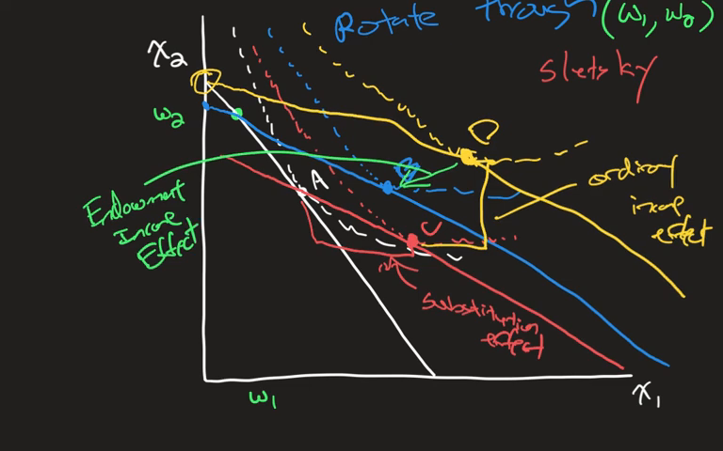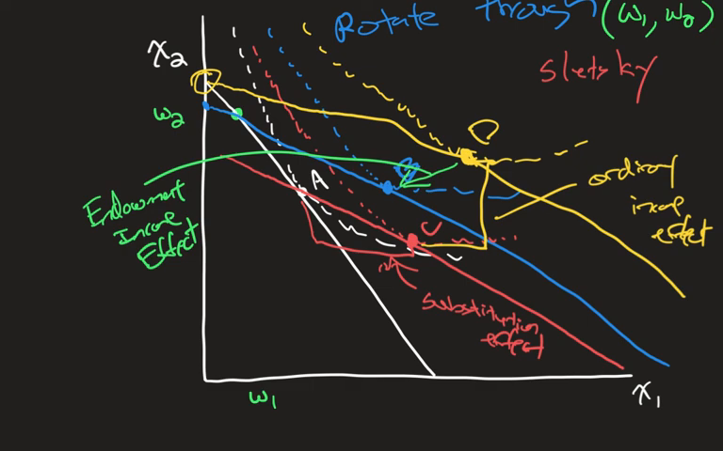Okay, so what are the steps here? First, we identify a substitution effect. How do we do that? Well, we hold constant our ability to buy that original choice of goods A that we were buying. So our real potential utility is held constant. But we look at what decision we make at those new prices when we're still able to afford A at those new prices. That gives us from A to C our substitution effect.